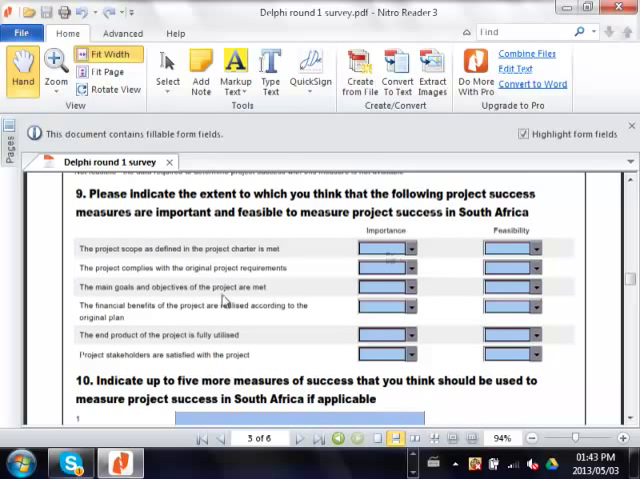Because if you look at something like the end product of the project is fully utilized, it's probably important that the end product is utilized. But how easy is it to measure? So how feasible is it to have that as one of the measures? Do you understand what I'm saying? Like for example with Gautrain, maybe that's not a good example because before the Gautrain was implemented, everybody said it's going to be a white elephant and nobody's going to use it. Now I hear that they've actually introduced an 8-car train during rush hours because they're being utilized so much. So it's feasible, but it's not feasible right at the end of the project. It's only feasible later on.